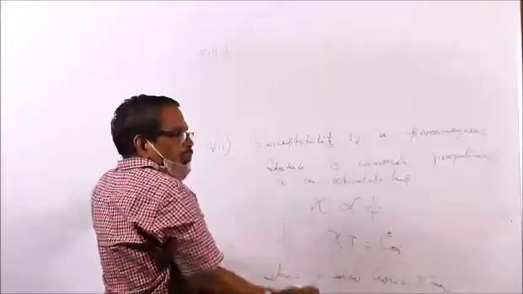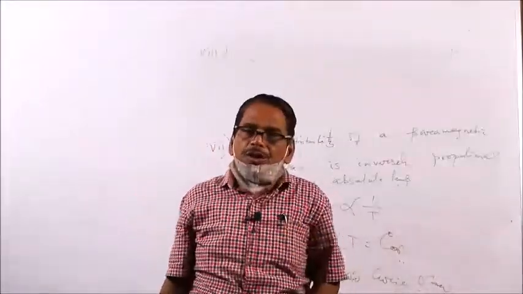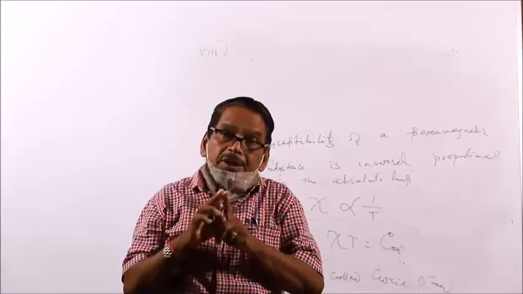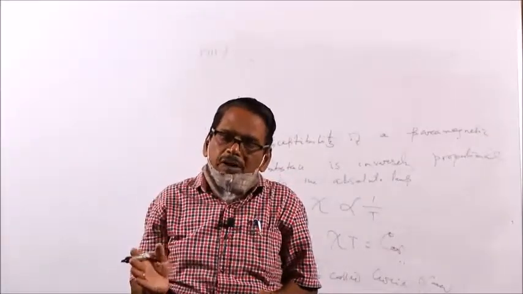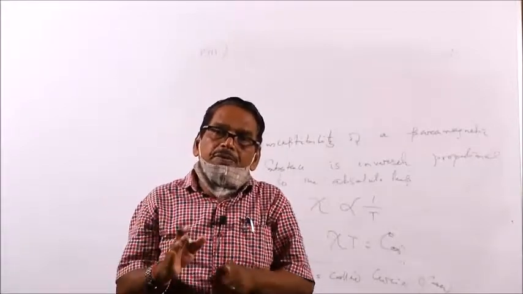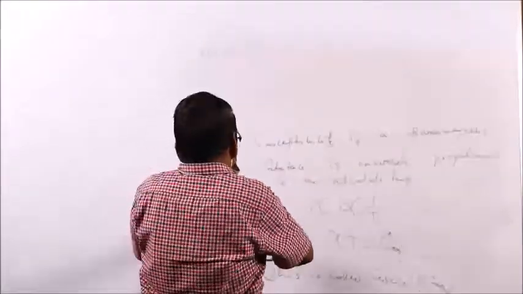Next property: when a paramagnetic substance in the form of a rod is kept in a magnetic field, it remains parallel to the magnetic field. Diamagnetic substance remains perpendicular to the magnetic field, but a paramagnetic substance remains parallel to the magnetic field.